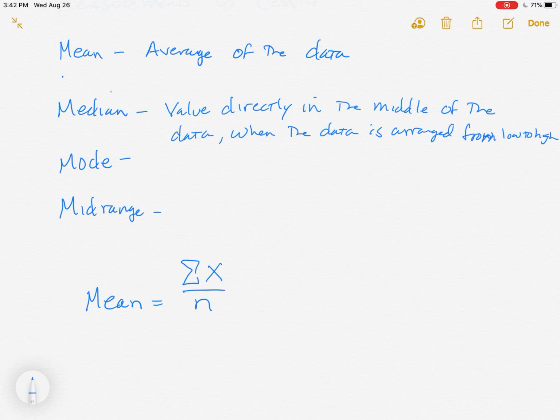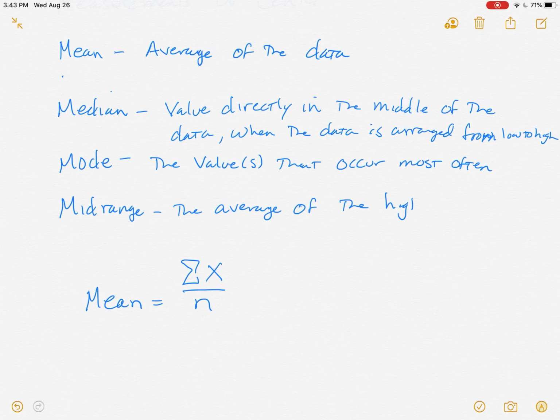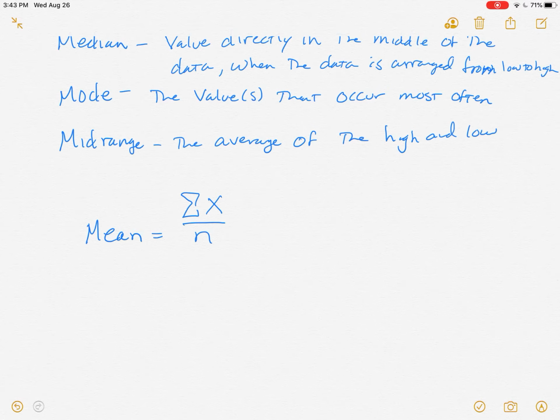Okay, I might be using a bit of different vocabulary than the book, but that's good, right? You should hear it in a few different ways. The mode is the value, or possibly values, that occur most often. And the mid-range is the average of the high and low. Okay, so mean, median, mode, and mid-range.